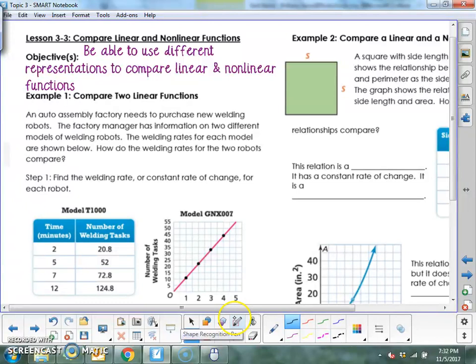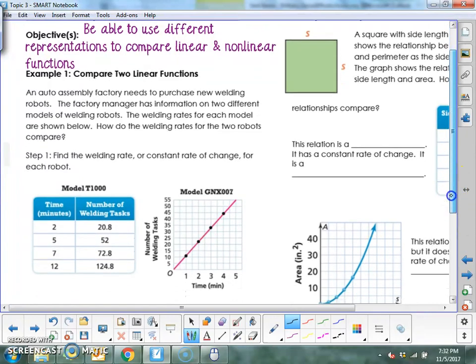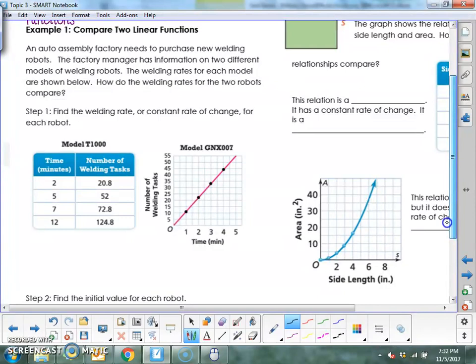All right, lesson 3-3 is over comparing linear and nonlinear functions. After today, you're going to be able to use different representations to compare linear to linear, or also a linear to, again, a nonlinear function. So we're going to start with comparing two linear functions.